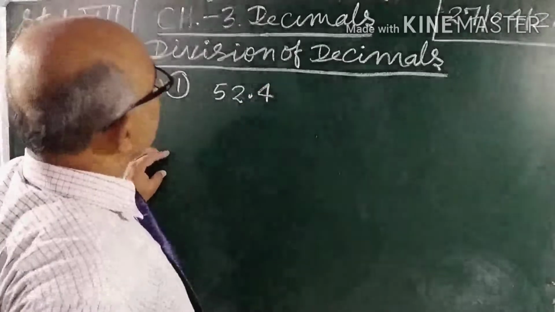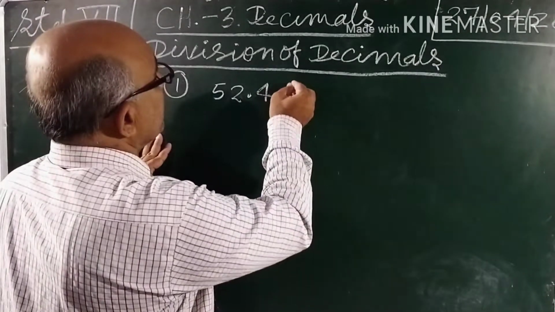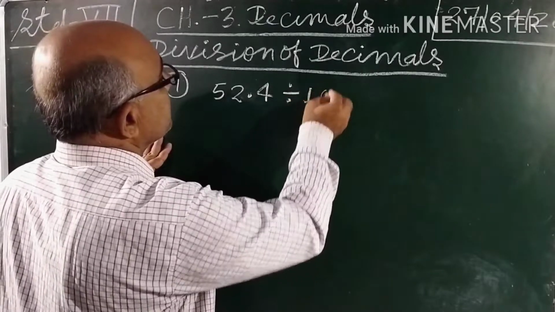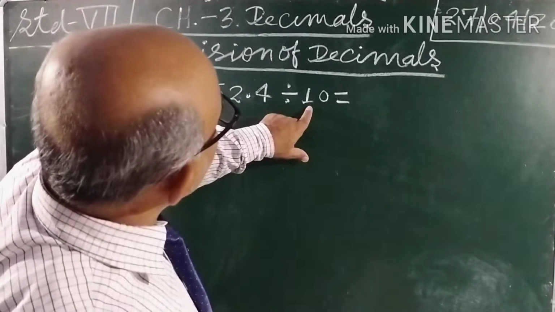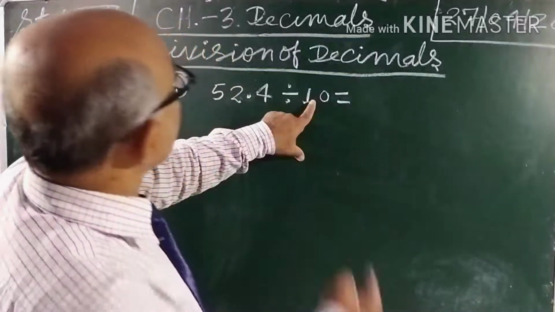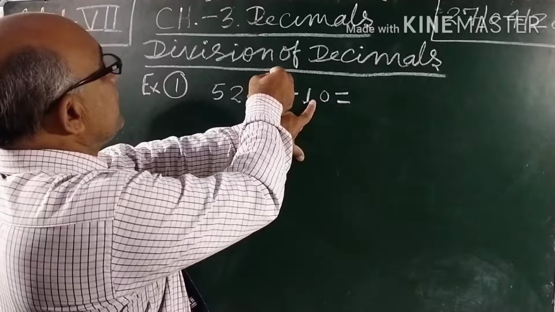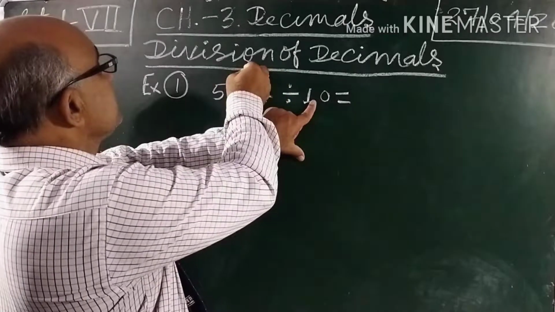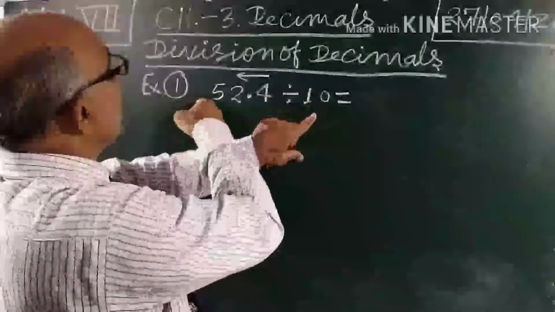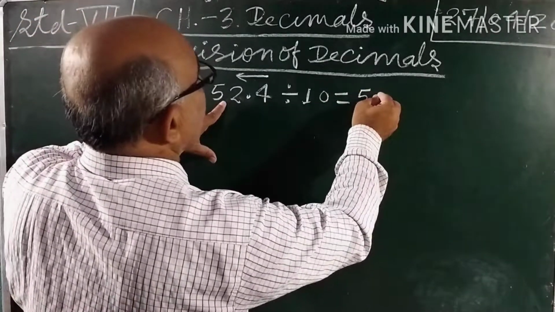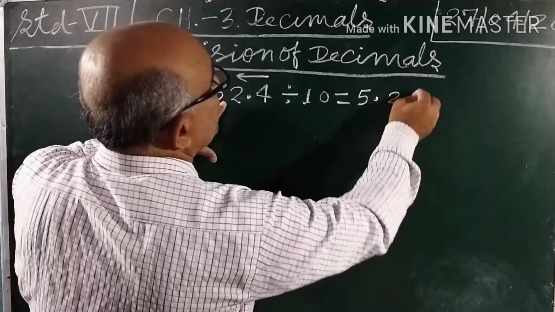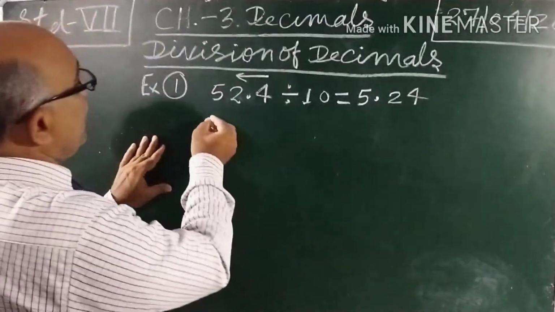52.4 divided by 10 equals. When divided by 10, there is one 0 after 1, so the decimal is shifted 1 place from right to left, so the decimal is after 5.24.